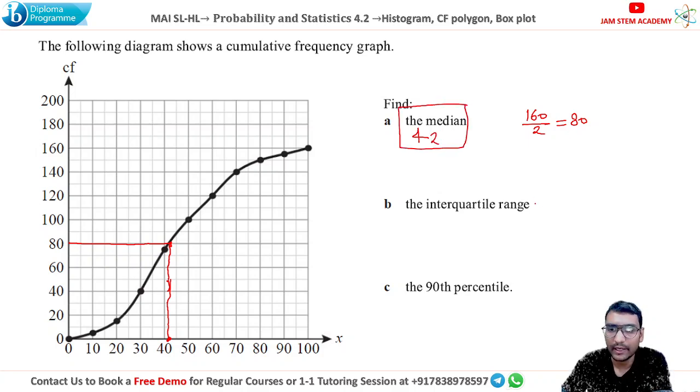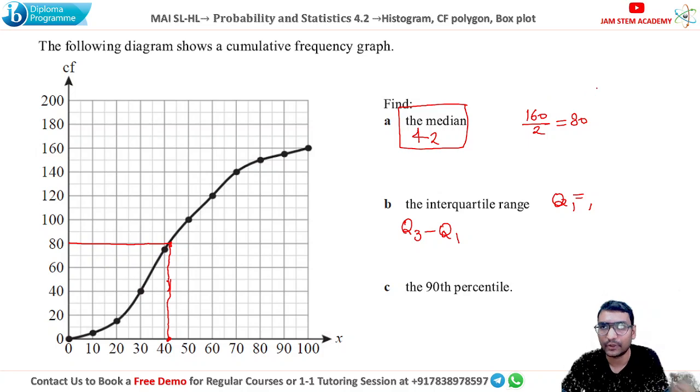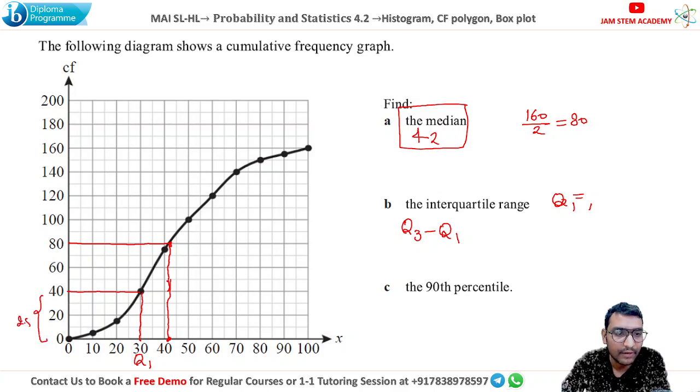Now for interquartile range, what do you need? You need Q3 minus Q1. It's called interquartile range. Now let's find Q1 and Q3 also. What is Q1? Lower quartile. So take the data, 160 values are there, 25% values. So 25% of 160 will be what? 40. So go to 40, do the same. Yes, 30 is the value. So that is your quartile 1, Q1, because it is at 25% of the data. This data is 25% of that.